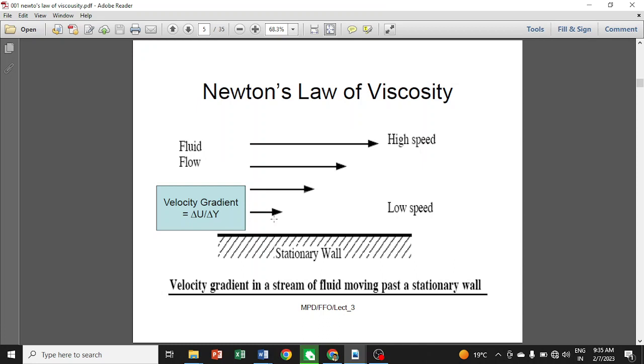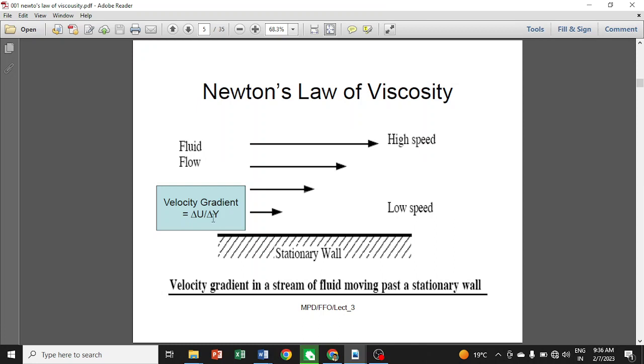As I already told you, fluid is made of various layers, and each layer gives resistance to each other. Because of this resistance, the lower layer has a low speed of flowing, and as we go to the upper layers, they will move faster. So this is the velocity gradient.